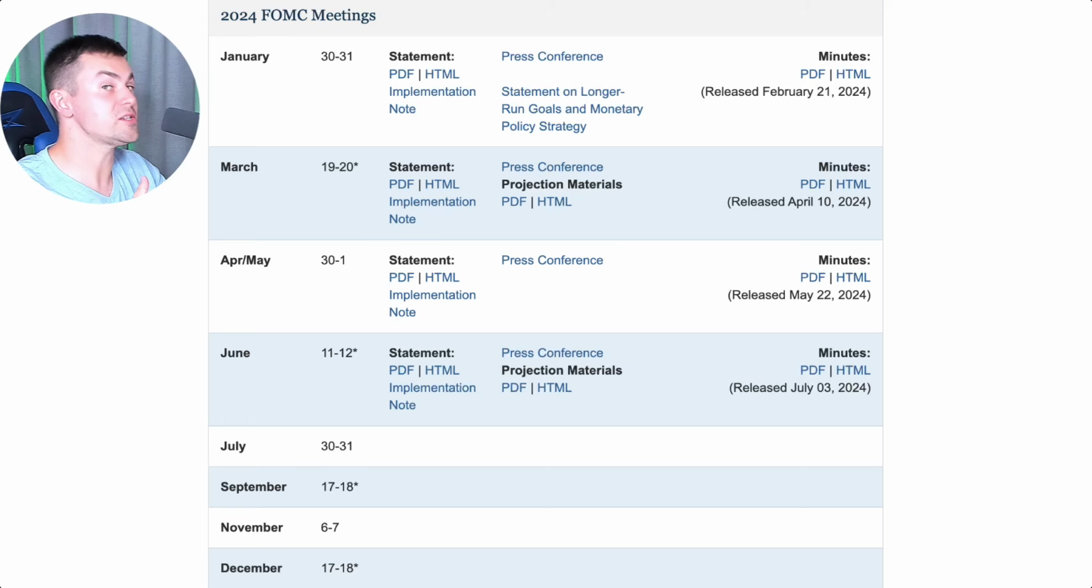In this table you can see the schedule of FOMC meetings for 2024. The Federal Open Market Committee has a very high impact on financial markets. In August there is no FOMC and many market participants will wait for the FOMC in September.